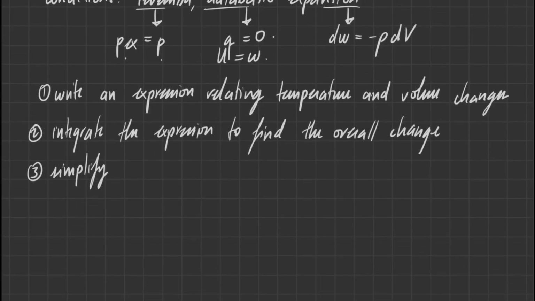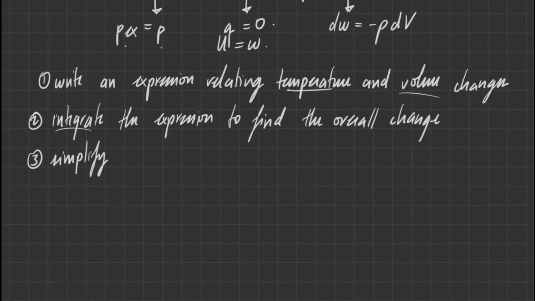So there are three steps in this derivation. One is to write an expression relating temperature and volume. The second is to integrate the expression, and the third is to simplify. So for the first step, we want to write an expression relating temperature and volume.